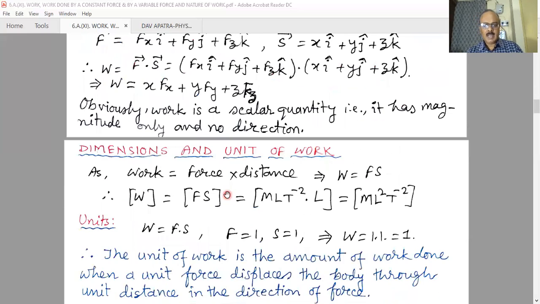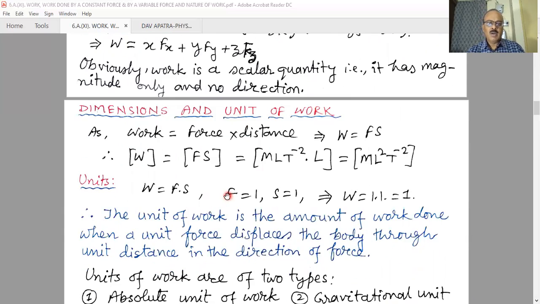Now some basic facts about work. First of all, what will be the dimensional formula and what are the different units in different systems of units. Work, now we know, is force into distance, that is W is equal to F into S, or Fs cos theta. Cos theta is a dimensionless quantity. Therefore the dimensional formula of work will be the dimensional formula of F into S.